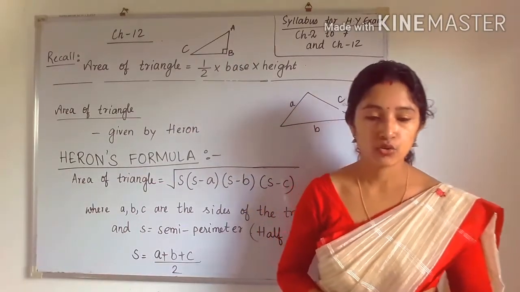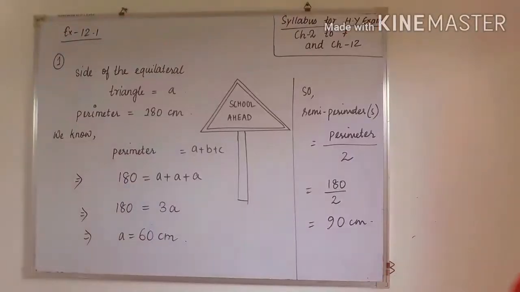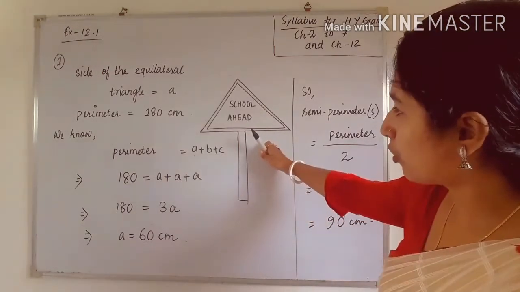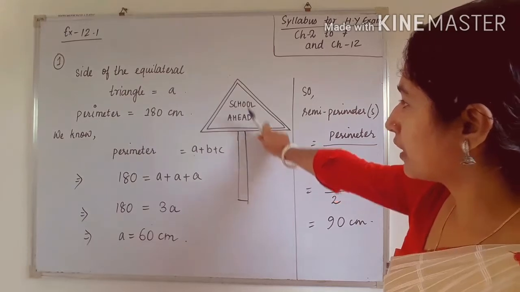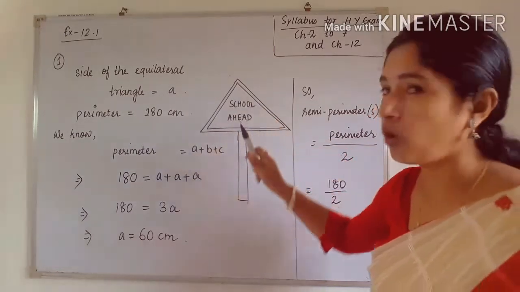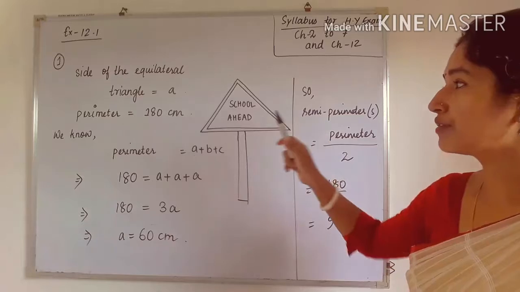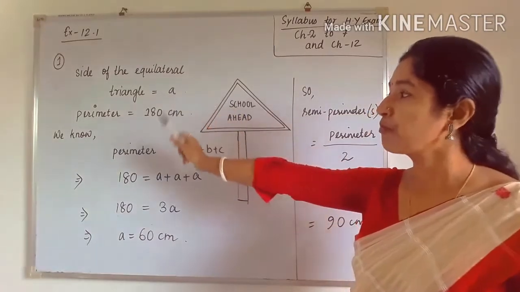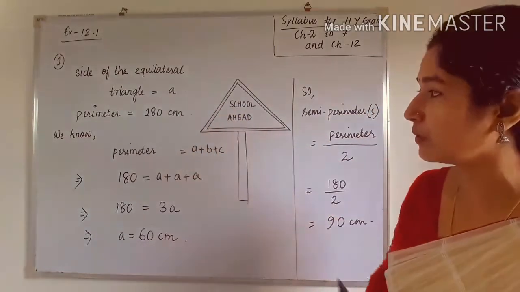Okay, so let us do some of the questions from exercise first. So see student, the question 1 from exercise 12.1. What is given? A traffic signal board. This is a traffic signal board and it is written a school ahead. Okay, it is an equilateral triangle shaped board already given in the question, and the side of this equilateral triangle is a. It is given. Okay, and one more thing is given, that perimeter of this triangle is 180 centimeter.